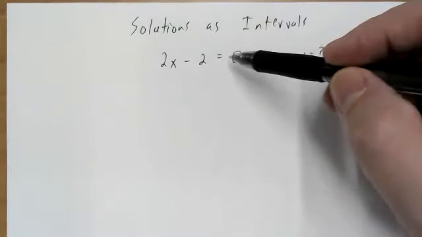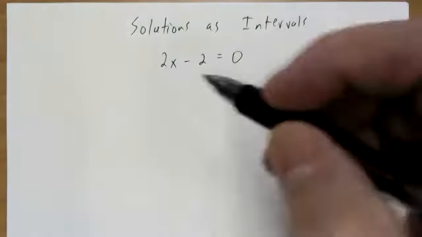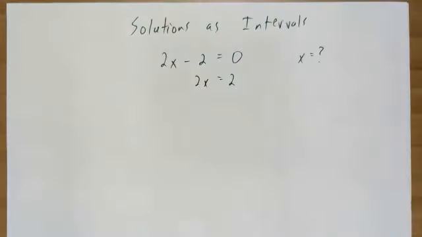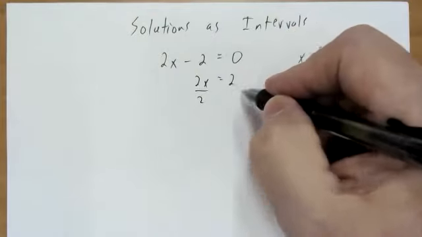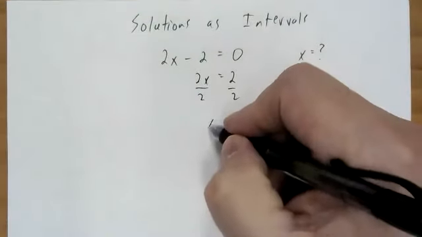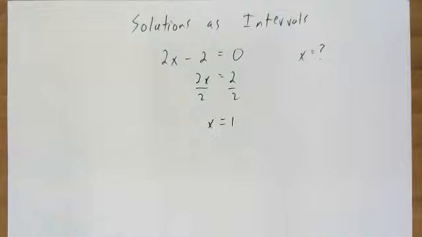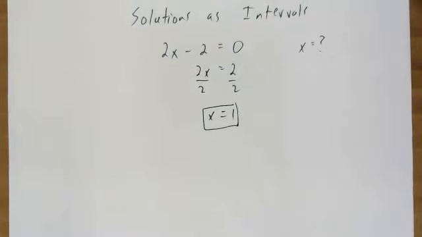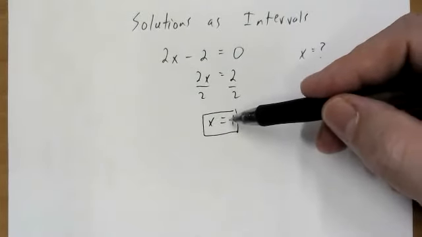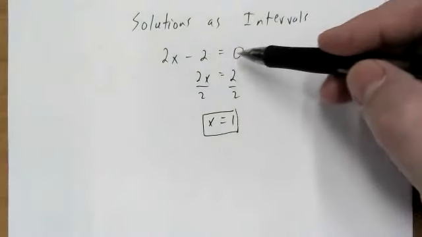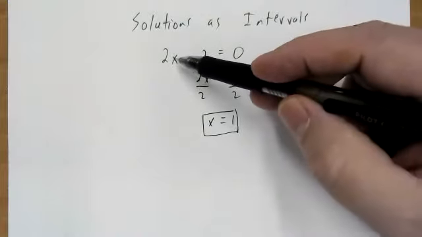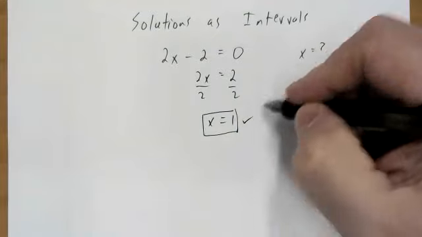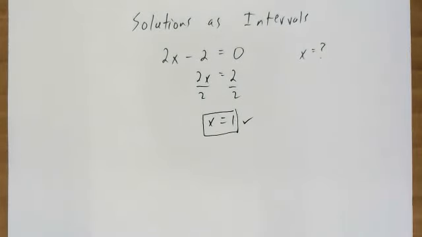So the way we learn to solve this is you add 2 to both sides, and then you want to get x by itself. So in this case, you divide both sides by 2, and x equals 1 is your solution, which means, does x equal 1 make this equation true? Well, you plug in 1 for x, 2 times 1 is 2, 2 minus 2 is 0. And yes, that is the solution.